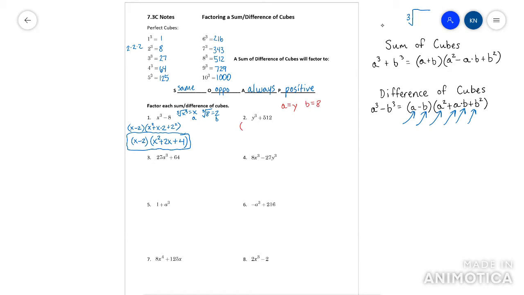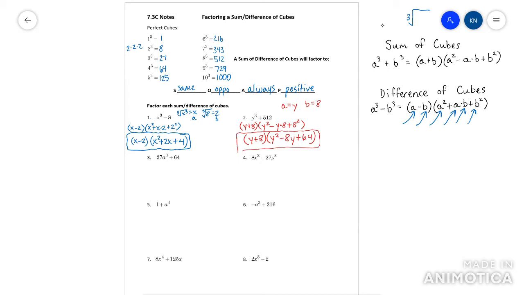It would look like this. It starts out y plus 8. Then A squared would be y squared. Now it's a minus A times B, so y times 8. And the last one's plus B squared, which is 8 squared. Work it out a little bit and you get y plus 8, y squared minus 8y plus 64, since 8 squared is 64. Done. That's all you have to do for every single one of these.